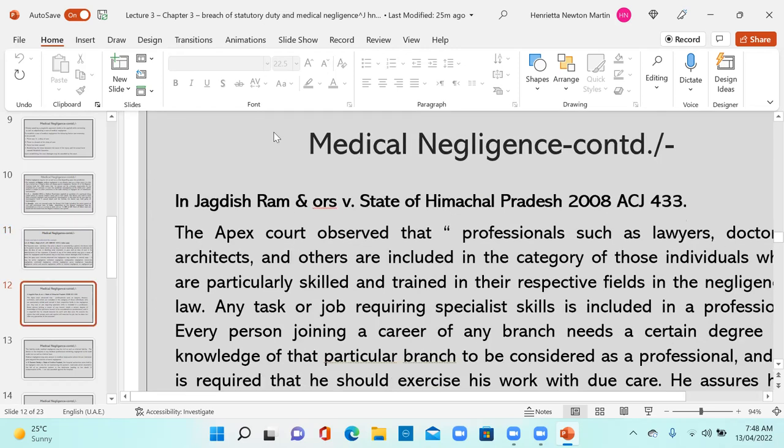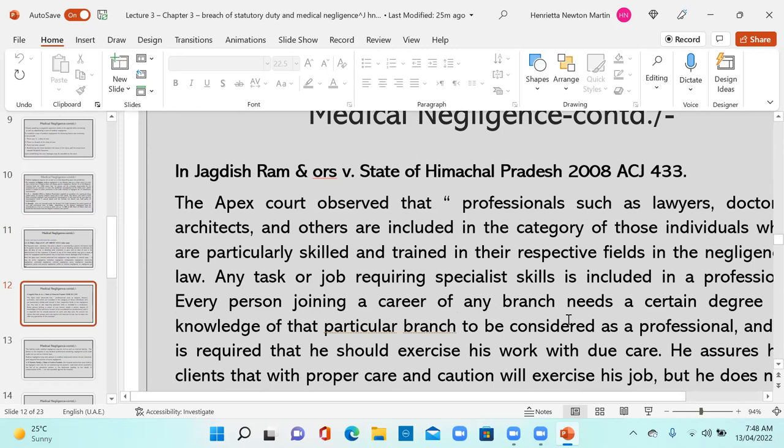Next is Jagdish Ram versus State of Himachal Pradesh, 2008. While these case laws are important, you will understand how the theory of medical negligence is built, how different courts have viewed the concept of medical negligence and built upon this theory, saying that the doctor has to decide whether at all a particular treatment has to be given, as we saw in Mittal's case, whether at all the treatment is required. Second is, if required, how it should be administered. All these things should be taken into consideration while deciding a medical negligence case, because it's quite a sensitive concept.